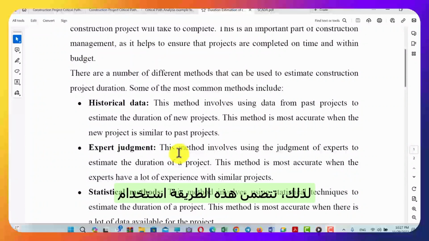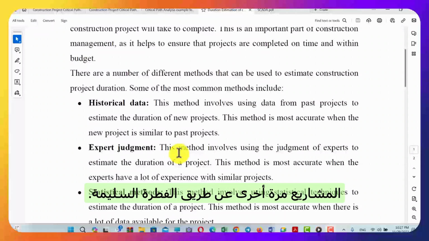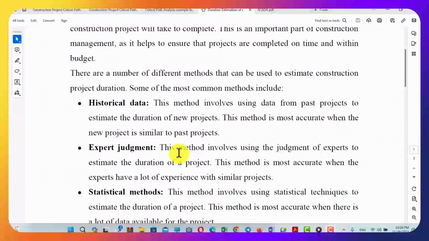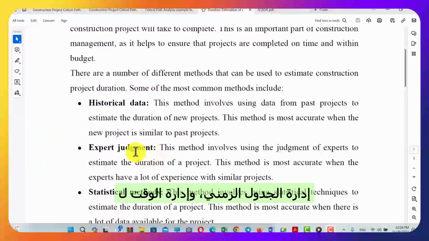So this method involves using the judgment of experts to estimate the duration of projects. This depends on the previous experience that they have in similar projects, again, by common sense. And this method is most accurate when the experts have a lot of experience with similar projects. Okay, this is very important. We would contact experts that have past experience in project management or in schedule management, time management for similar types of projects.